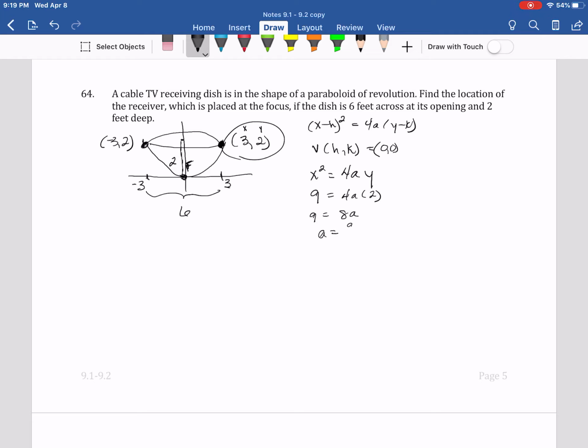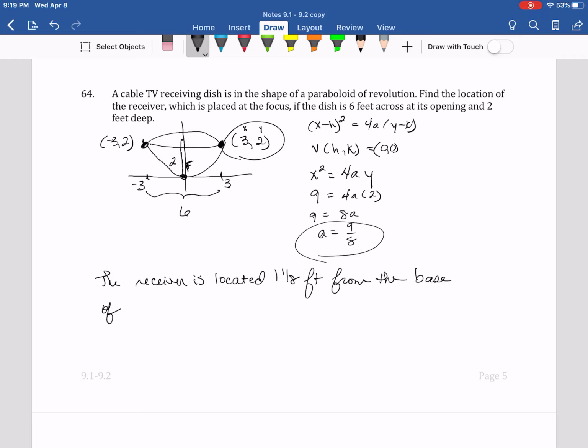So a is equal to 9/8. You're pretty much done because you know that the distance from the vertex to the focus point is your a value. So now you can make a statement to say that the receiver is located 1 1/8 feet from the base of the receiver. Nope, of the dish.